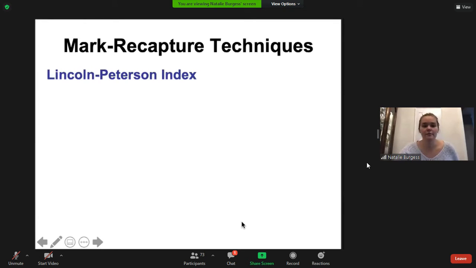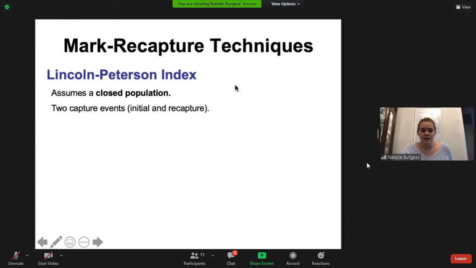So we have a couple of different mark-recapture techniques. Once you've figured out however you're going to mark the animals, you can conduct a basic study. The simplest model is the Lincoln-Petersen index. In this index, you have two capture events: your initial and then your recapture. The initial is when all animals that are caught are marked, and then the recapture event is when you determine the proportion of marked animals in the second sample. This proportion of marked animals in your second capture event is assumed to be the estimate of the proportion in your population. And this is how you estimate total population size.